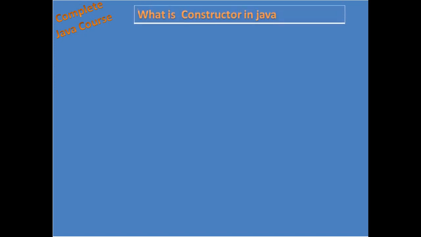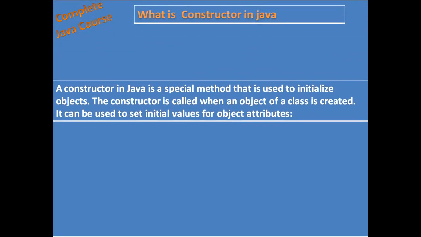Constructors in Java. So what is a constructor in Java? A constructor in Java is a special method that is used to initialize objects. The constructor is called when an object of a class is created. It can be used to set initial values for object attributes. So basically, a constructor is called when we create the object.